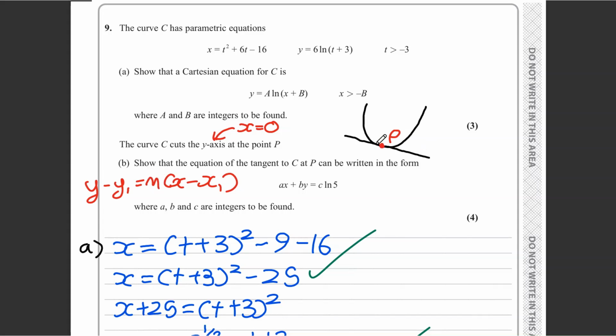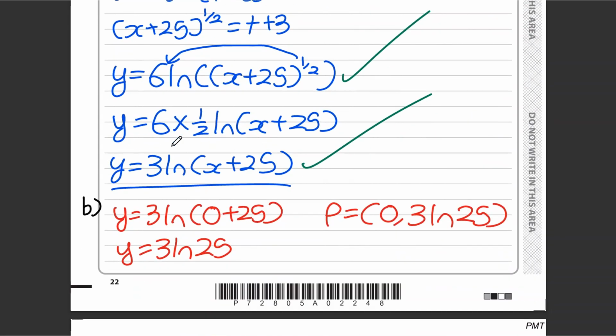Now remember, the gradient of a tangent is going to be the same as the gradient of the curve at that particular point. Now we can find the gradient of the curve at this point. This is where x is equal to 0, because we have the equation here, the Cartesian equation for y. So we can just differentiate this to find dy over dx, and then sub in x is equal to 0 in order to find the gradient.